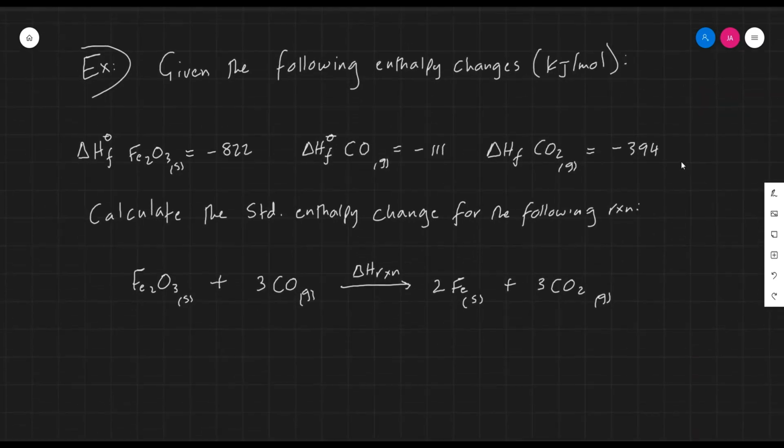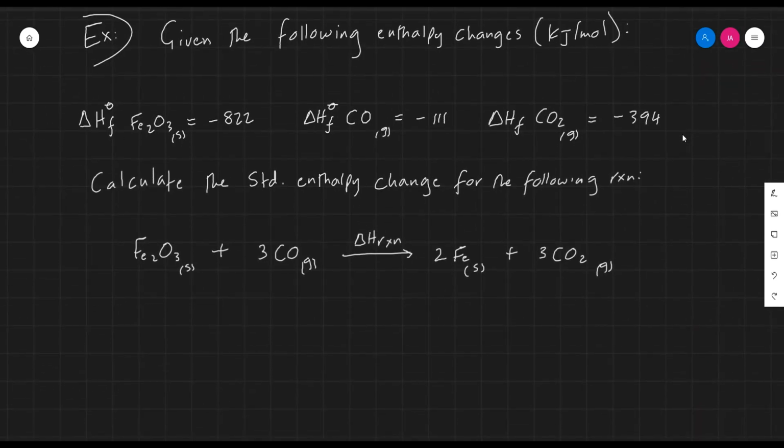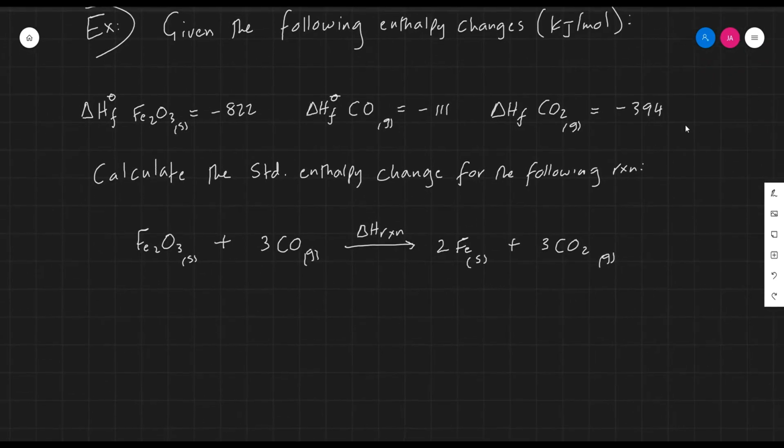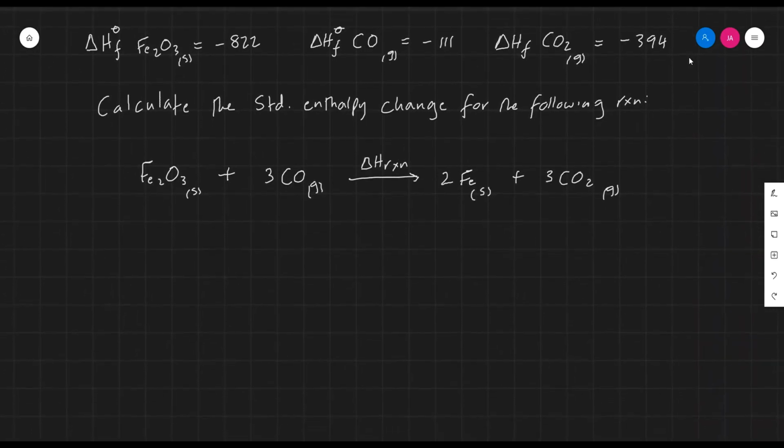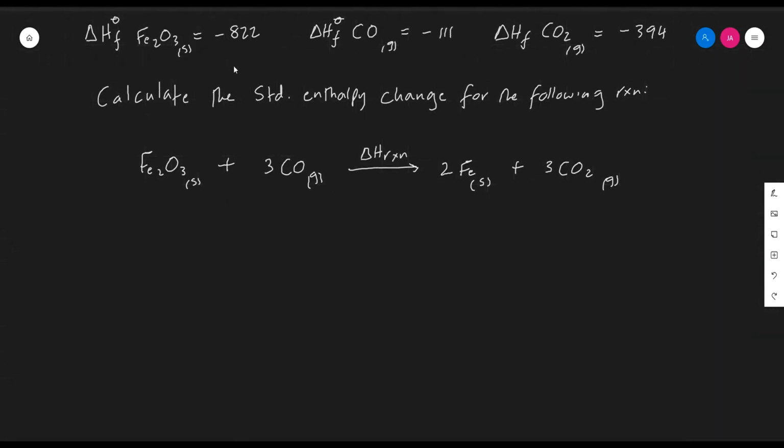Consider the following enthalpy changes given in kilojoules per mole. I'm going to raise the screen here. I'm given the enthalpy change of formation of Fe2O3 here as negative 822 kilojoules per mole, which is a reactant here. I'm given the enthalpy change of formation value of CO gas in kilojoule per mole, which is negative 111, and CO is a reactant here.